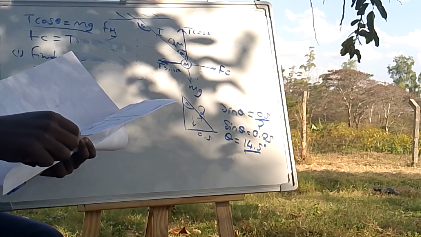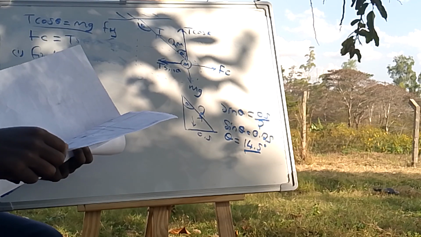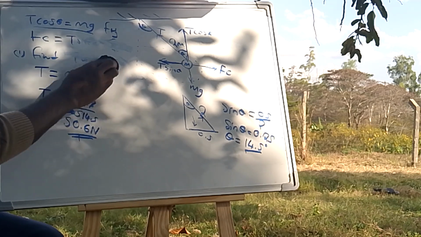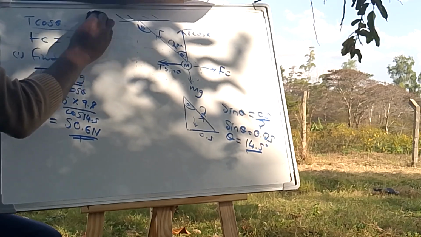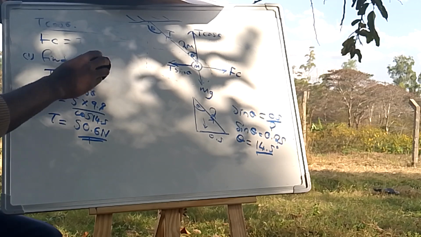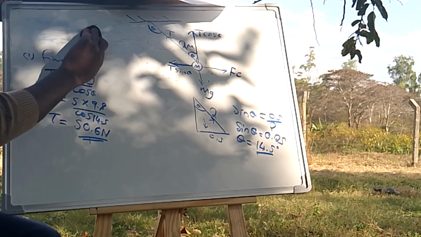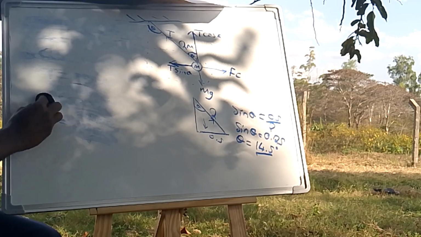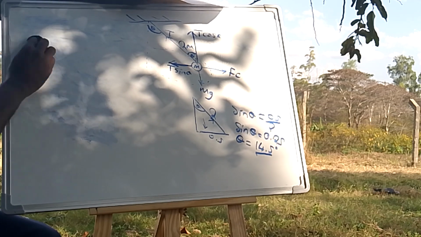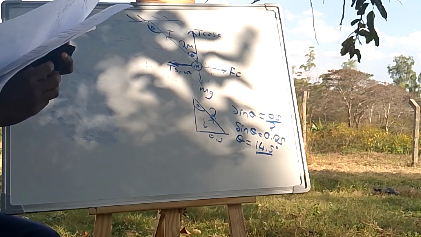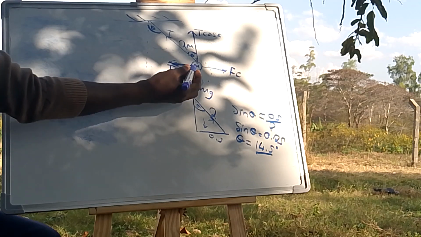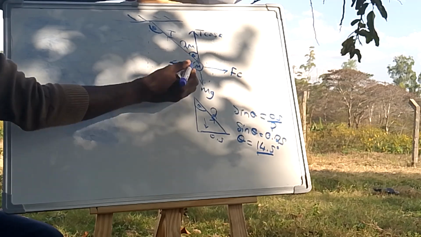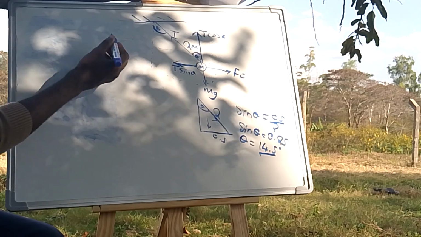So we look at the second question, which is saying find the angular speed of the bob. To find the angular speed of the bob, from the same two equations that we made, we are going to derive V. So let's see, equate the vertical forces.